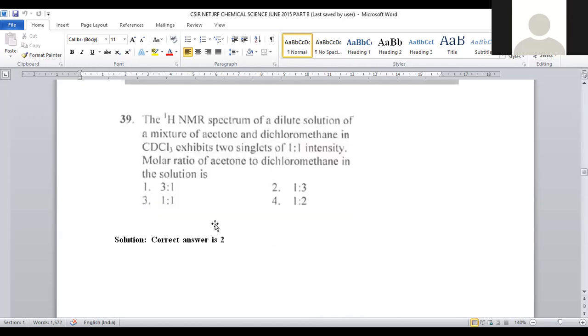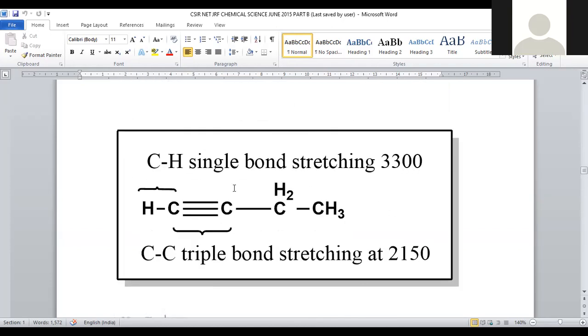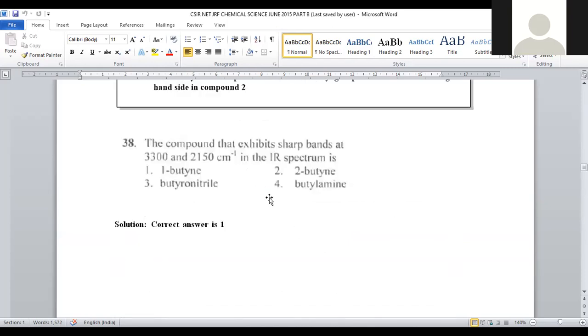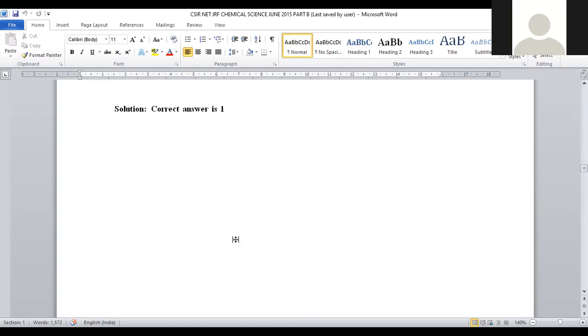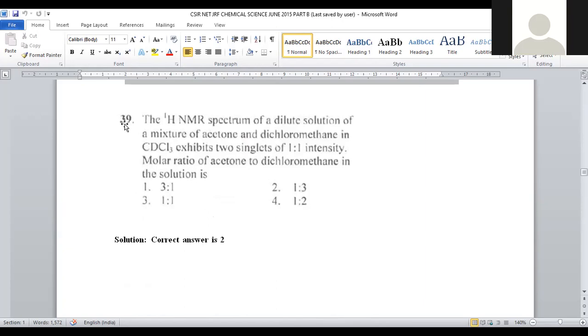Let us see how 1-butyne is represented. When we are taking 1-butyne, a 4 carbon chain with the terminal acetylenic bond, the carbon-carbon triple bond will give stretching at 2150, and the carbon-hydrogen stretching at 3300 is possible. That is provided in option number 1. For question number 38, option number 1 is the correct answer. Let us move on to 39.